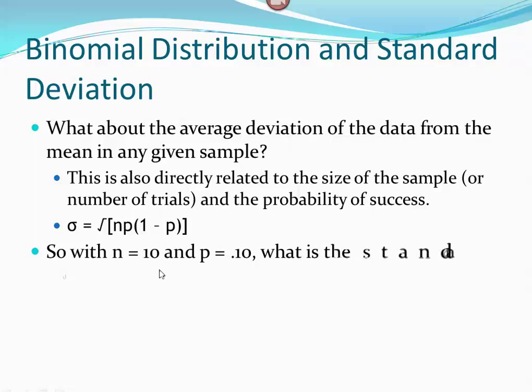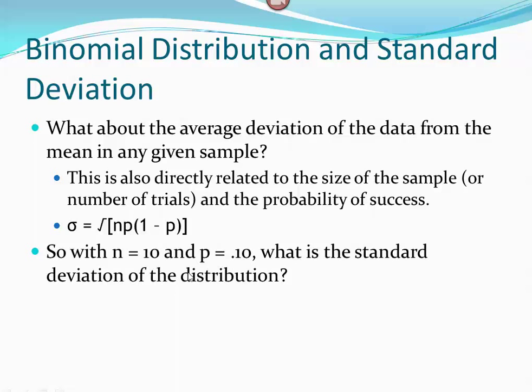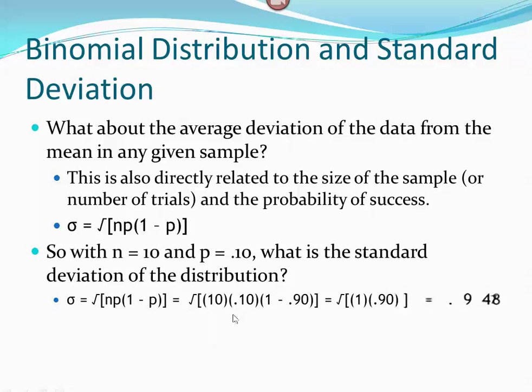So, going back to our previous example, with a sample of 10, probability of success of 10%, what would be the standard deviation? And plugging these in, we get 10 times 0.1 times 1 minus, this should be 0.1, not 90. That's my probability of success. We got a little typo there. And we can see that here. 10 times 0.1 is 1, and 1 times 0.9 is 0.9. We take the square root of 0.9. We get 0.9487.